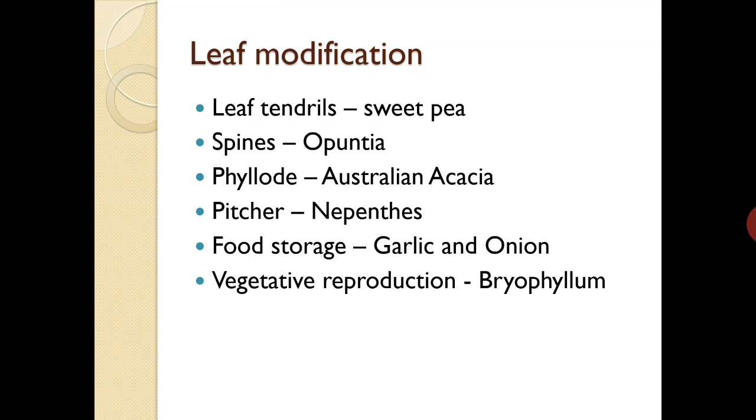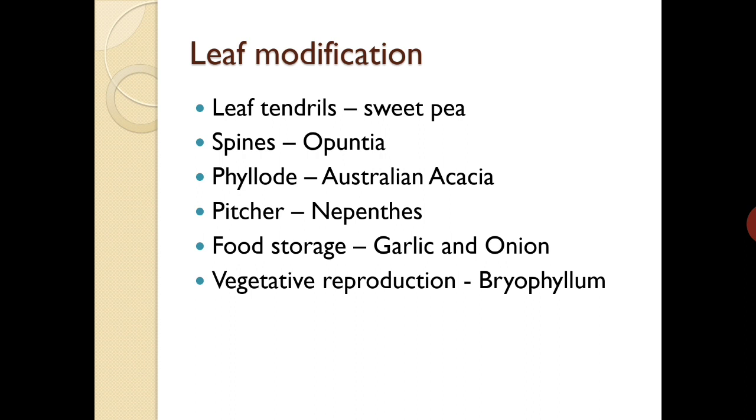And phyllodes are found in the Australian acacia babul. And the pitcher leaf is modified into a pitcher-like structure in the Nepenthes plants. Nepenthes is an insectivorous plant or pitcher plant, with a pitcher-like structure to attract insects and for the digestion of that insect to make up for the loss of nitrogen. Food storage is found over here if the leaf is modified to store food, in garlic and onion also. Onion and garlic both are bulb-like structures, and it is the modification of leaf. The responsibility is to store the food.